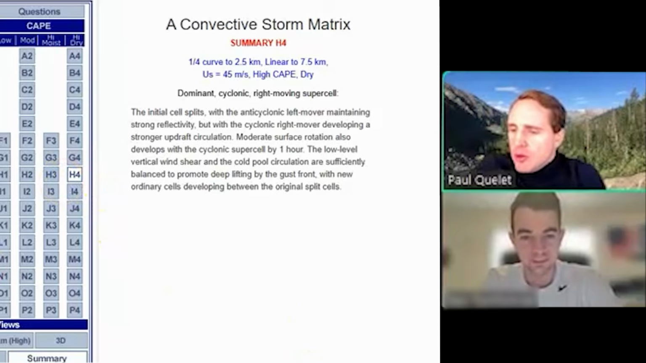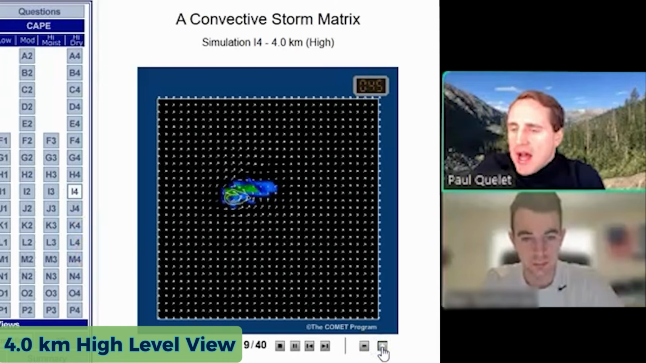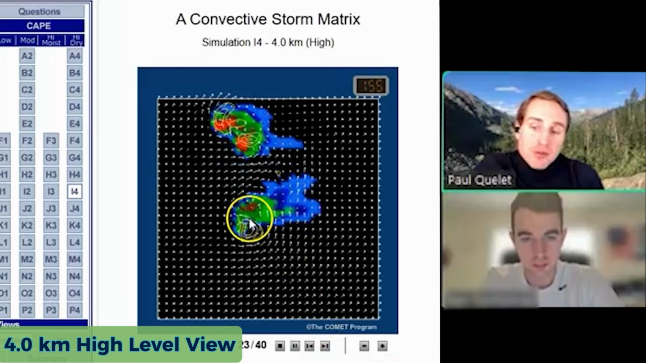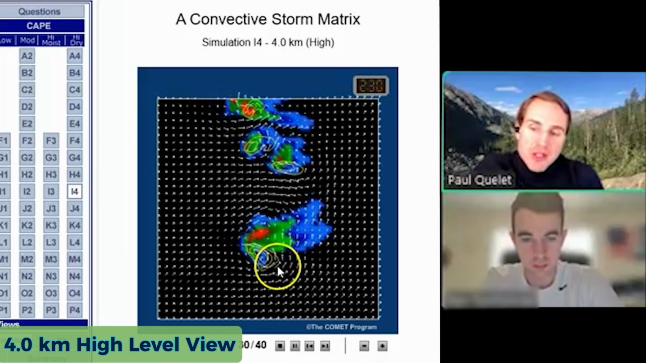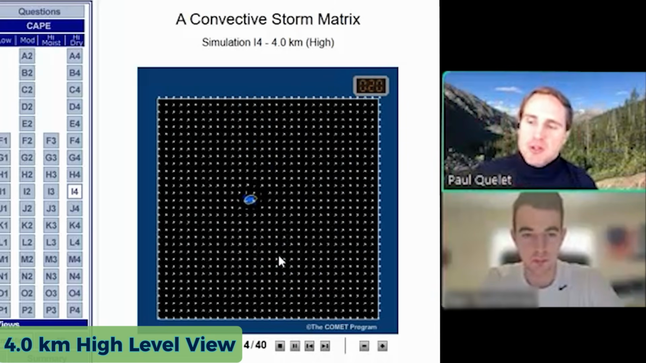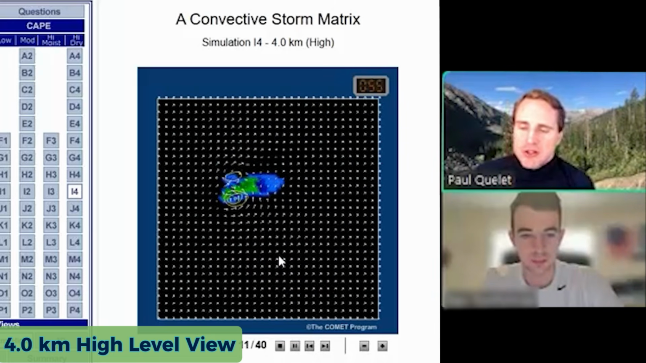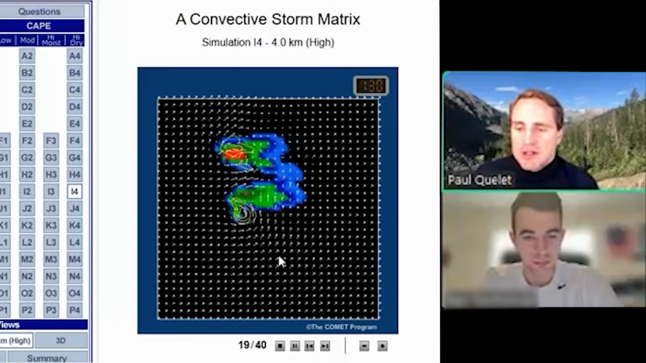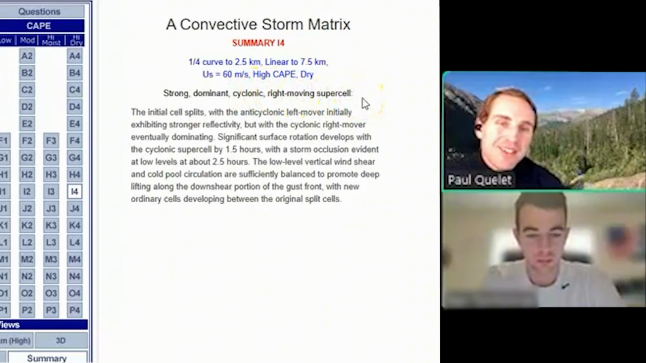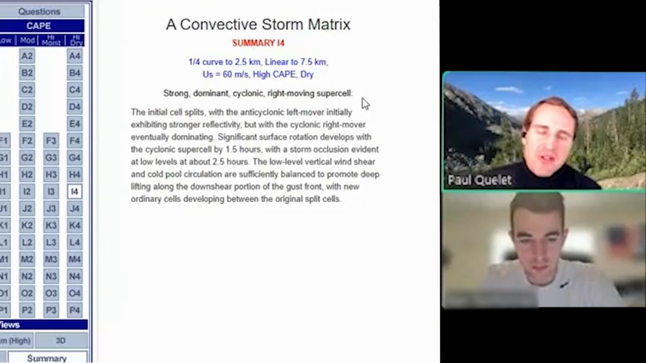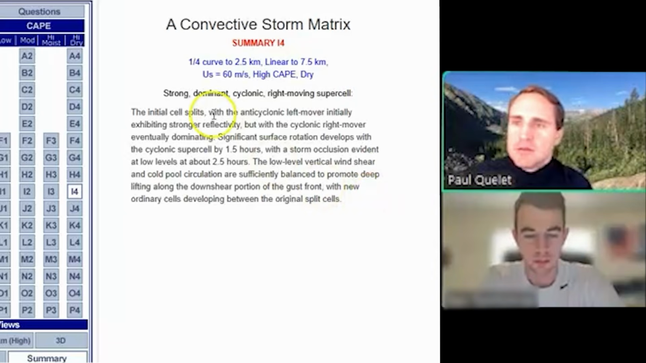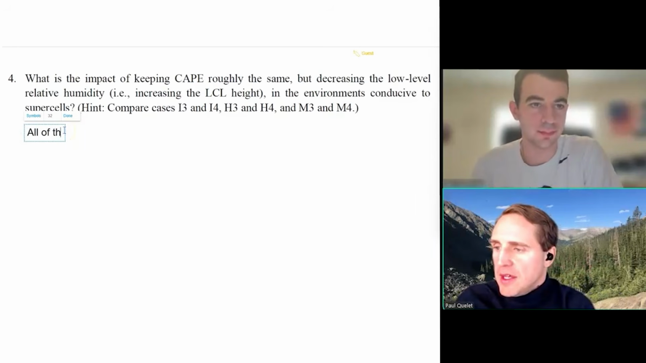All right, let us go to now the I4 simulation. So this is a very long Hodograph. Yeah, now look at this. We can kind of tell, sure, it's a supercell, but it's really spread out and doesn't have as much moisture as the I3 simulation. Okay, but it still looks like a supercell. Strong, dominant, cyclonic, right-moving supercell. Yeah, but the idea is that, again, just not as significant of an updraft and not as strong of a supercell.